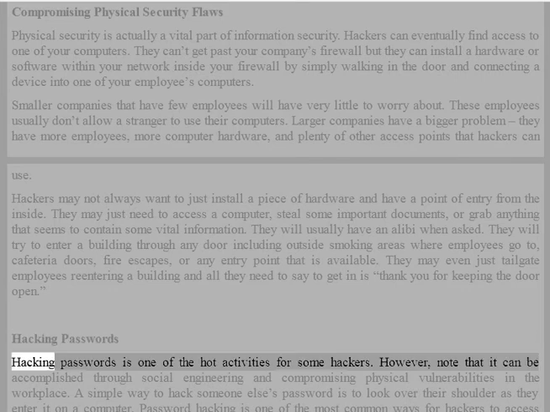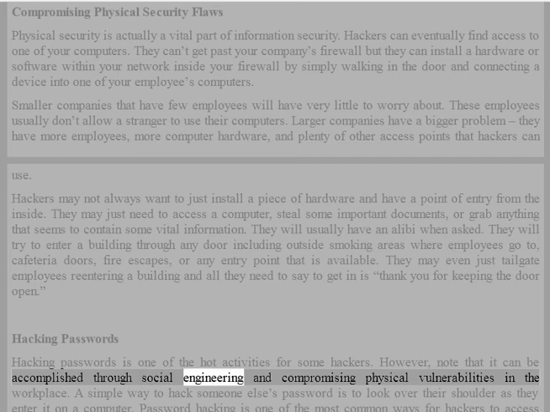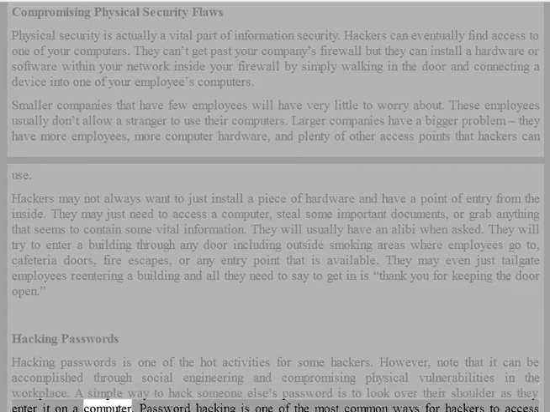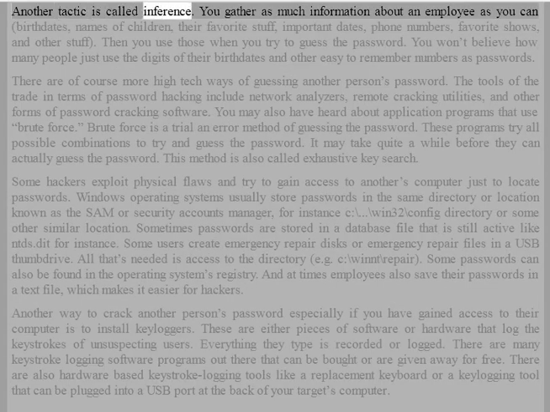Hacking passwords. Hacking passwords is one of the hot activities for some hackers. However, note that it can be accomplished through social engineering and compromising physical vulnerabilities in the workplace. A simple way to hack someone else's password is to look over their shoulder as they enter it on a computer. Password hacking is one of the most common ways for hackers to access information via the network or a computer. Another tactic is called inference.